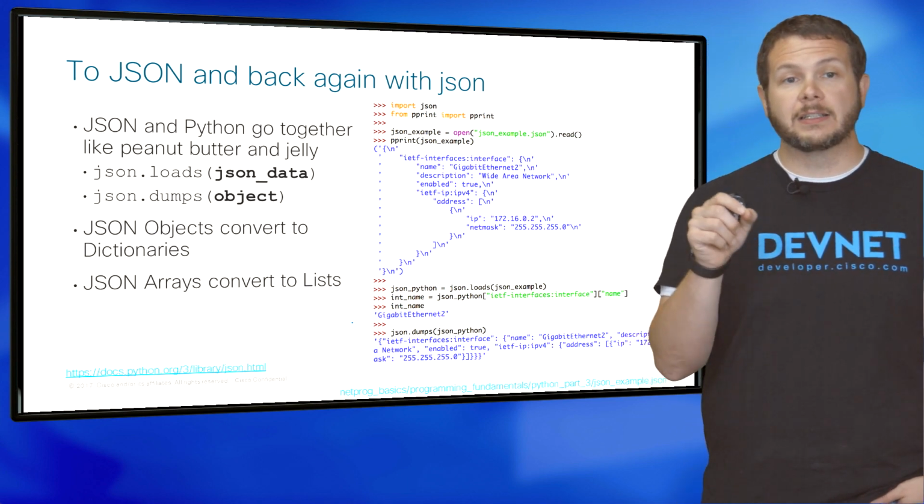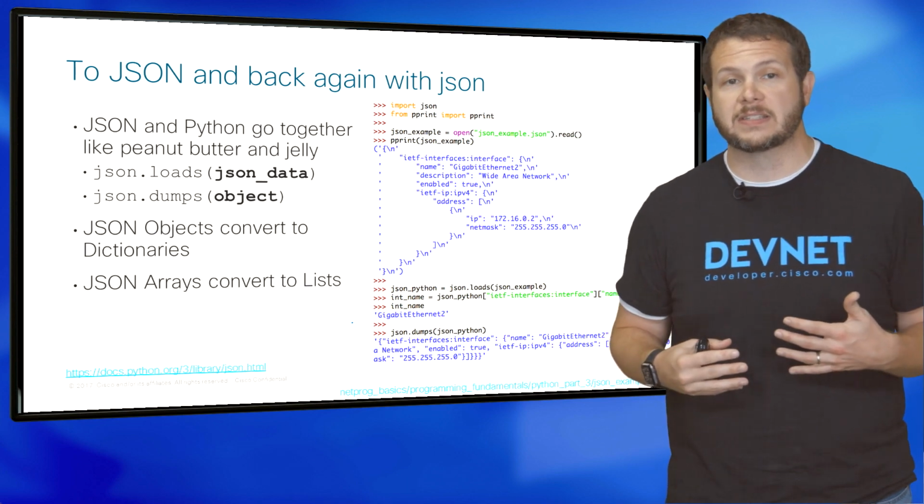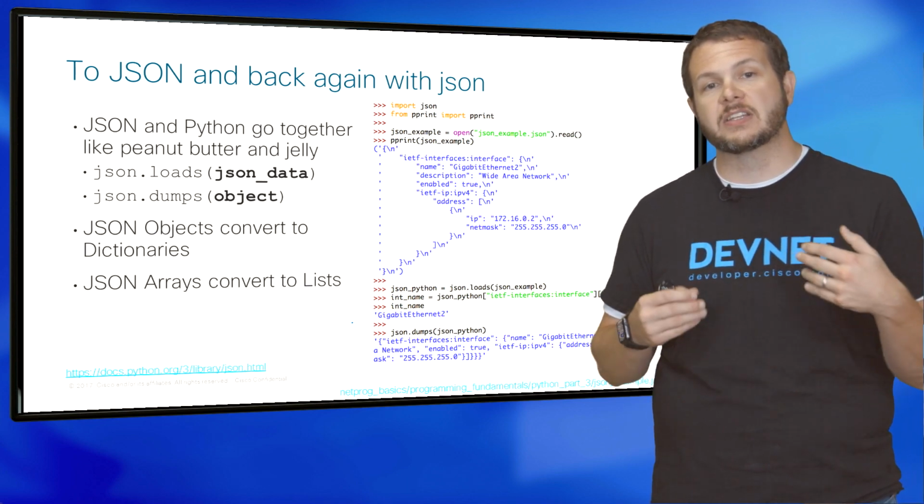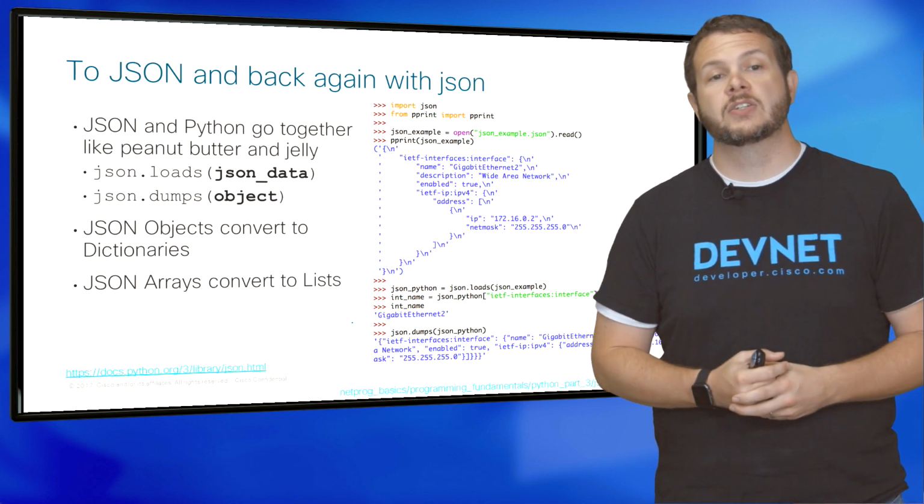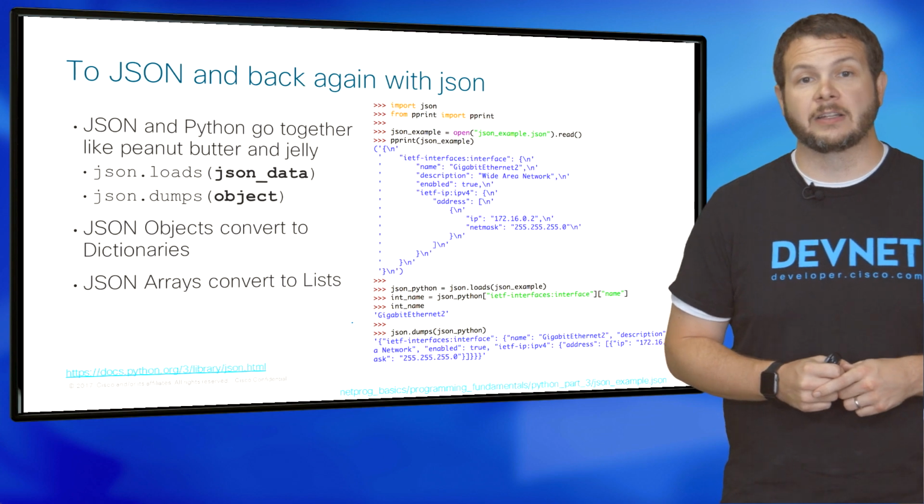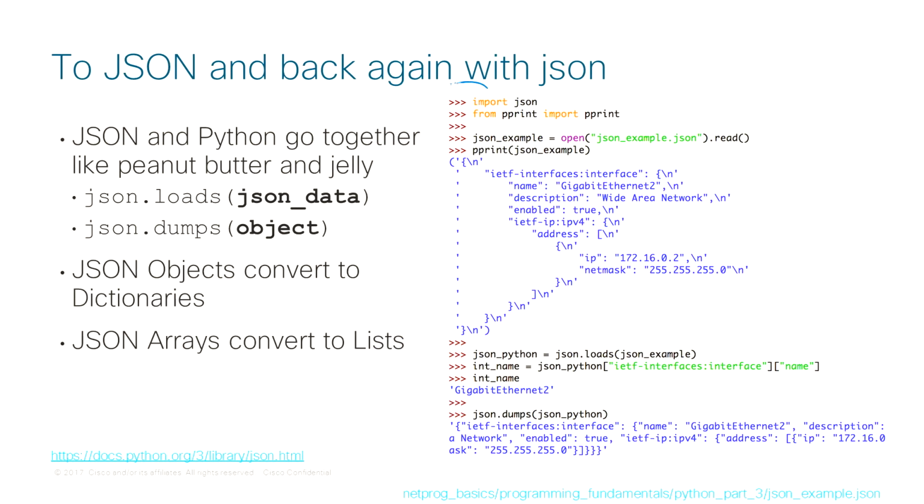And so JSON.loads would take JSON string data and convert that into dictionary objects and lists. And JSON.dumps would take a dictionary and list object and convert it back to JSON string data to go back and forth very easily. Let's look at the code example here a little bit closer to see how that works.